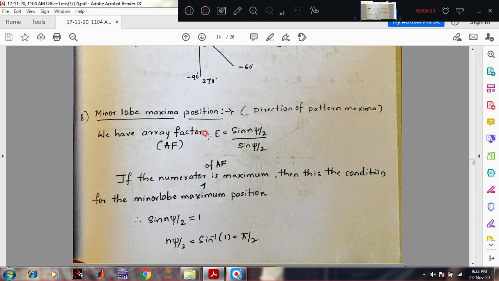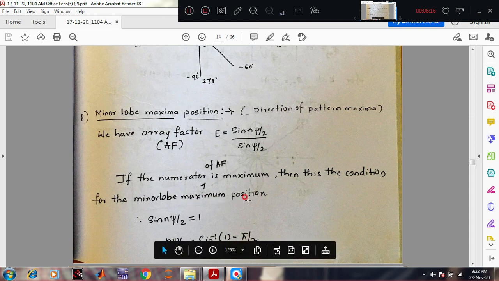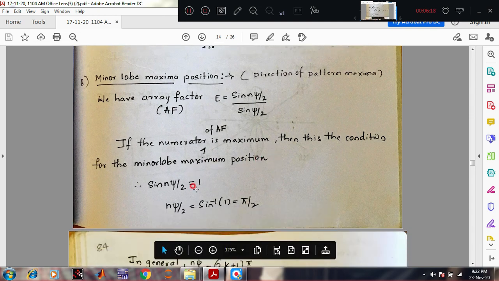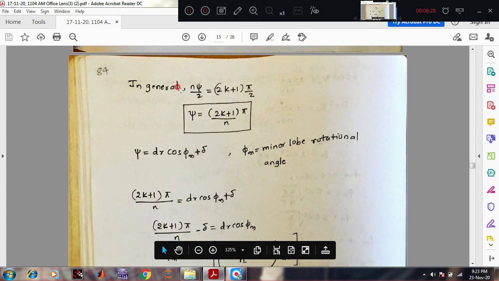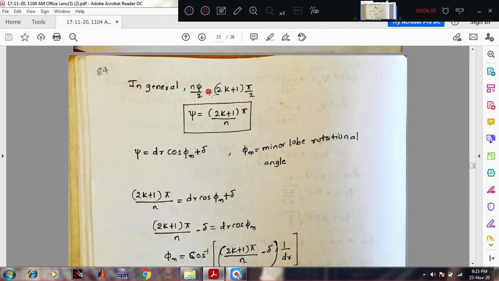If the numerator of this array factor is maximum, then the condition for the minor lobe maximum is sin(nψ/2) equal to 1. So we can have the general solution, nψ/2 is equal to sin inverse of 1, which is equal to π/2. In general, you can write nψ/2 equal to (2k+1)π/2, so ψ is equal to (2k+1)π/n, right?